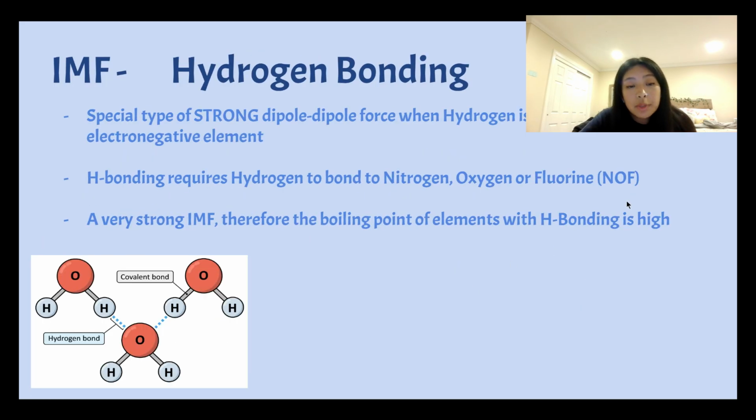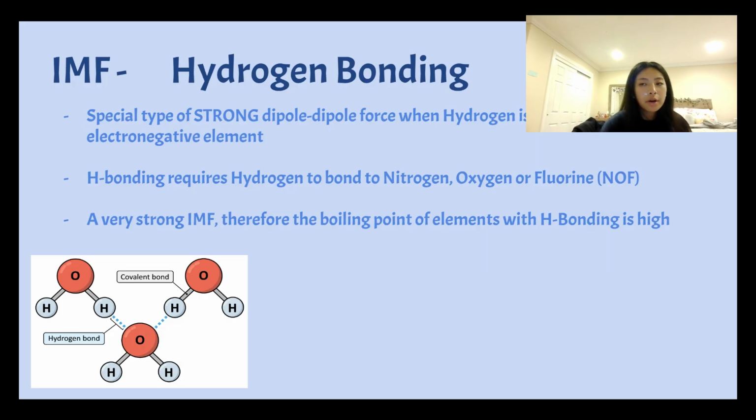Okay, and then a special type of dipole-dipole force is hydrogen bonding. So hydrogen bonding is our strongest IMF that we're going to go over. This is a very strong IMF. Hydrogen bonding occurs when hydrogen is bonded to a highly electronegative element, which includes nitrogen, oxygen, and fluorine. So when hydrogen is bonded to either nitrogen, oxygen, or fluorine, this is a hydrogen bond. It's a very strong IMF, and therefore the boiling point of substances with hydrogen bonding is extremely high.